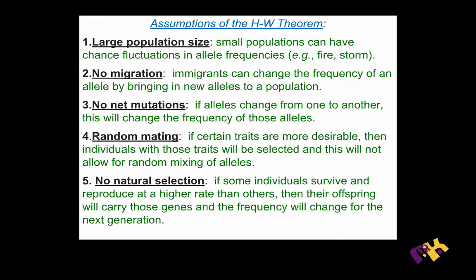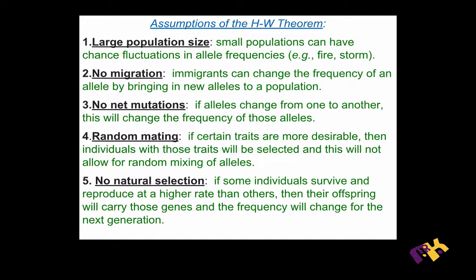We assume no net mutations, because again, if we have a mutation in the code, that could result in a new allele that was not present before, or remove one that we had. Random mating, that there's no trait that's more desirable than another. We know naturally this is not true, that certain traits are usually more successful for procreation than others. And if that was occurring, if it was not random, then there'd be a definite favored set of traits that would be more successful. Remember that the assumption of the Hardy-Weinberg theorem is that evolution is not occurring, so you can try to predict or determine allele frequencies over time.